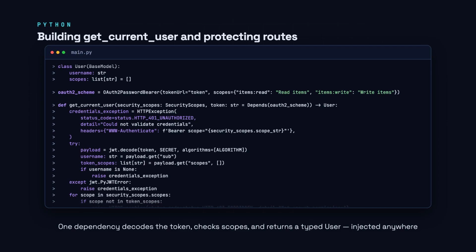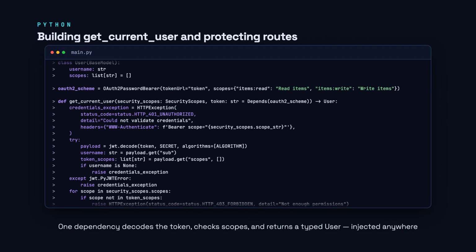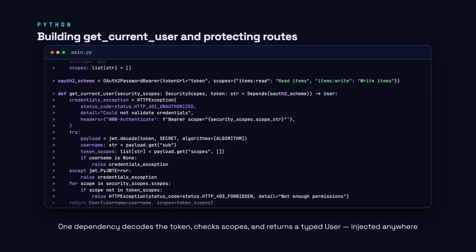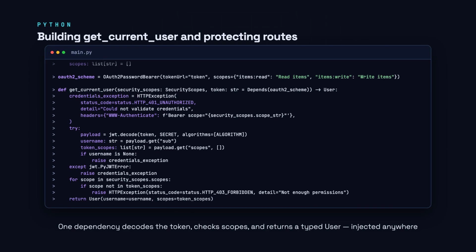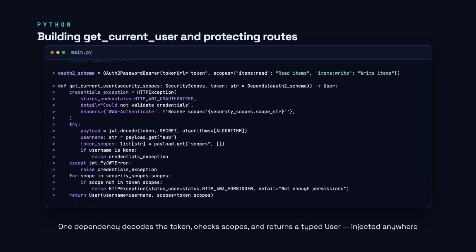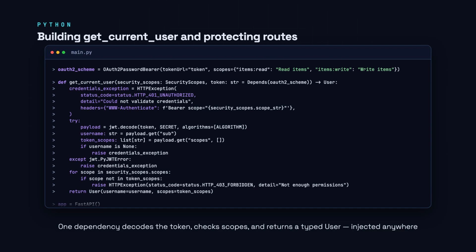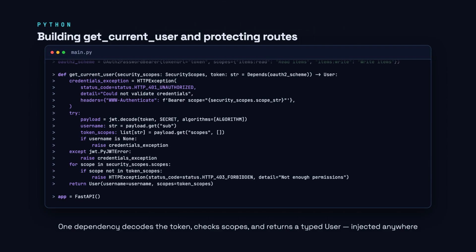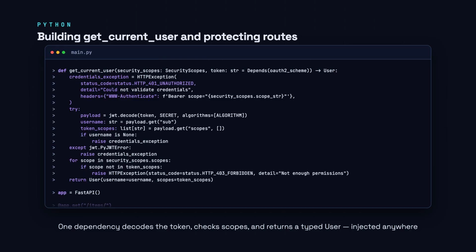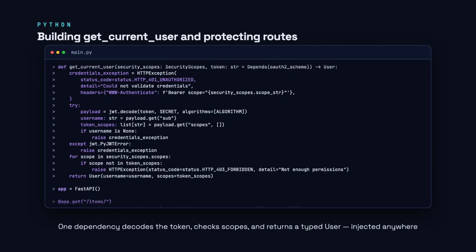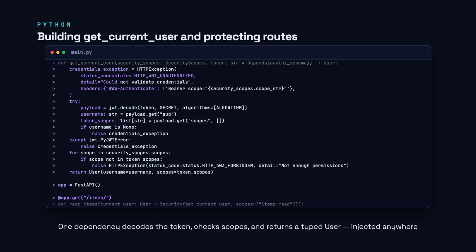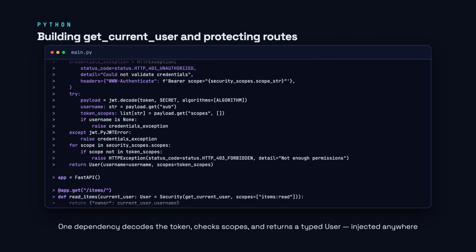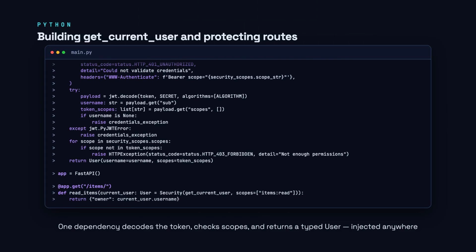Inside, we first build the credentials_exception we will raise on any failure. We then decode the JWT with PyJWT. If decoding fails or the subject claim is missing, we raise that 401. Next, we check that every scope the route demands is actually present in the token scopes list. If not, we raise a 403 Forbidden. If everything passes, we return a User object. Finally, the route read_items uses Security instead of Depends. Security is like Depends, but also carries the scope requirement items:read, so FastAPI passes that scope into security_scopes automatically.